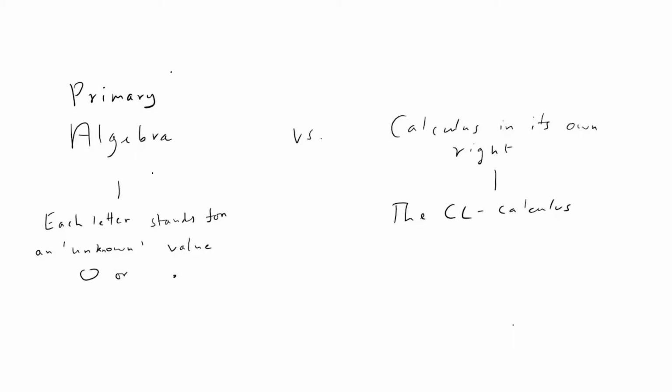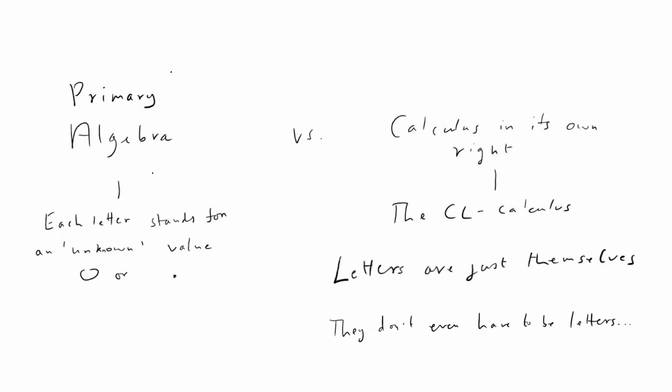But in this talk, I want to emphasize that this game of algebra, even if it arises out of the primary arithmetic, has an independent existence on its own terms. To emphasise this, I'm going to refer to it as the CL calculus, the calculus of circles and letters. So it's the same thing as the primary algebra, just a different name. The central thing here is that the letters are just themselves. They're not standing for anything else. And by the way, they don't obviously really have to be letters, but as we go on we'll see what the essential properties they have to have are.